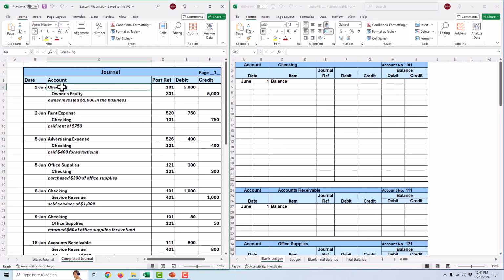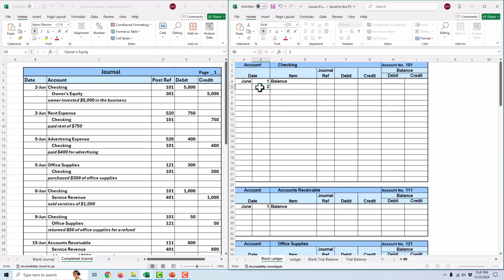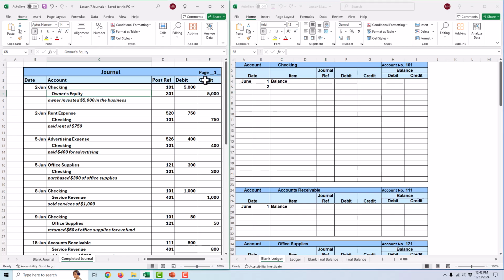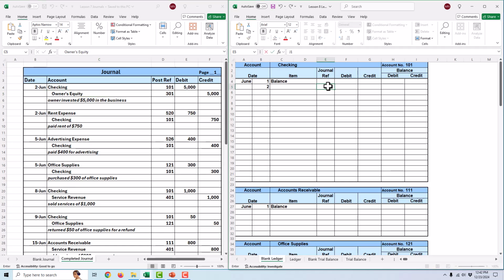The first transaction was a debit to checking and a credit to owner's equity for $5,000. So here's checking. I would just put the date. I don't need to write June again because we're just assuming it's in chronological order. The month is the same. We're just going to June 2nd from June 1st. I don't need to put a description because there's a description over here in the journal. And then the journal reference. Now, all of these journal entries are on page 1. So all of these journal references are going to be J1.